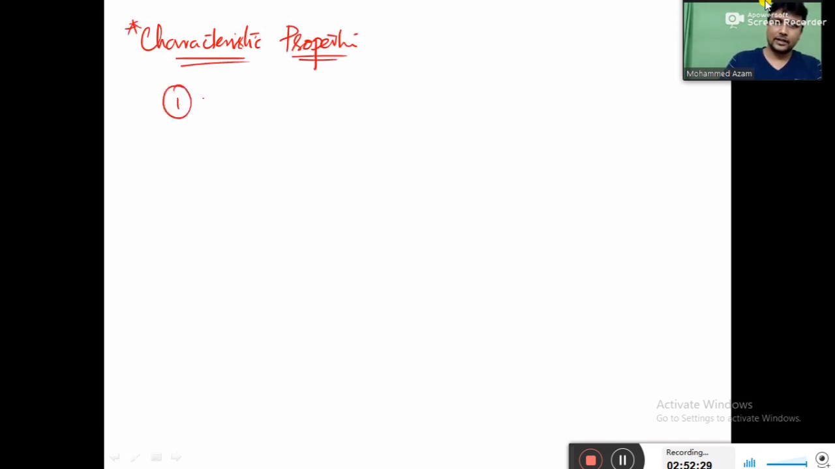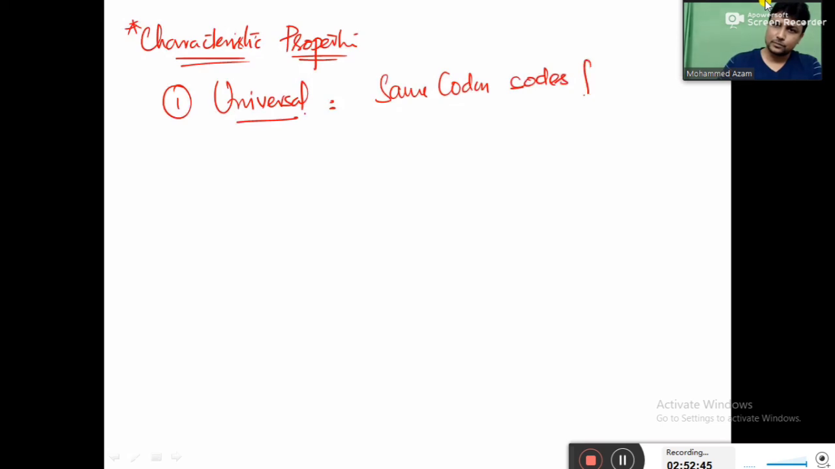Remember, number 1, the characteristic property is that a codon will be universal. What is the meaning of universal, guys? The same codon codes for the same amino acid in all species. A same codon codes for the same amino acid in all species.